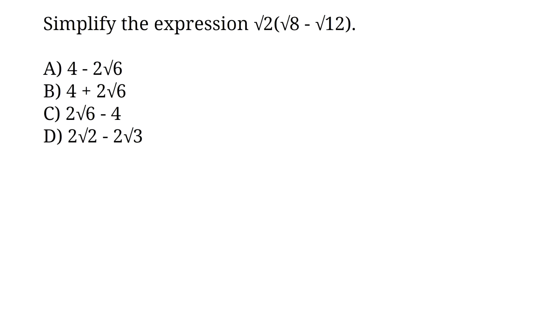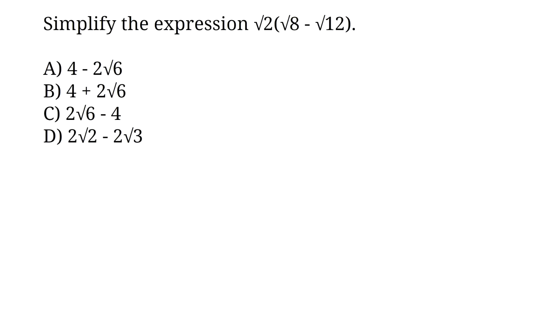Simplify the expression square root of 2 times square root of 8 minus square root of 12. A. 4 minus 2 times the square root of 6. B. 4 plus 2 times the square root of 6. C. 2 times the square root of 6 minus 4. D. 2 times the square root of 2 minus 2 times the square root of 3.